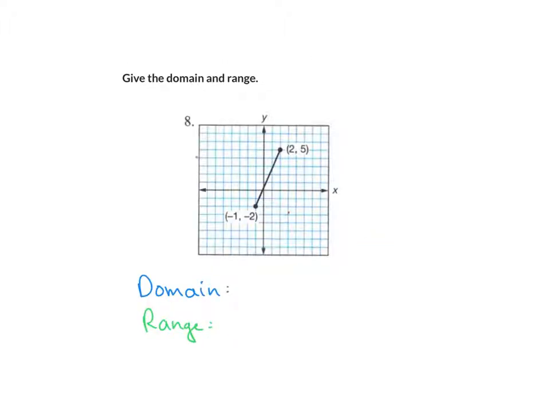If you're looking at a graph, and this is number 8, and we're still trying to find the domain and the range, remember that the domain are all of the x values. So I know that I'm using -1 as an x value, and I'm using 2 as an x value, but notice that for these points, I need to use all of these x's in order to get the points between my -1, -2, and my 2, 5. So, for example, this point right here needs the x value of 1. So 1 has to be included in my domain.